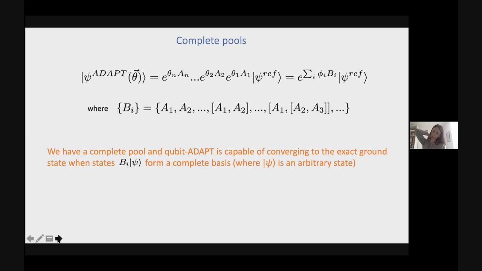So what I need to include in this original pool, which is a crucial part of my algorithm, so that I guarantee convergence. So the criterion is the following. We take the operators of the pool and we form their commutators, along with the commutators of those and their commutators, etc., until we run out, until we don't get any new operators. And the complete pool is defined if it's a pool that's capable of getting states that form a complete basis when I act on an arbitrary state with each of these operators.